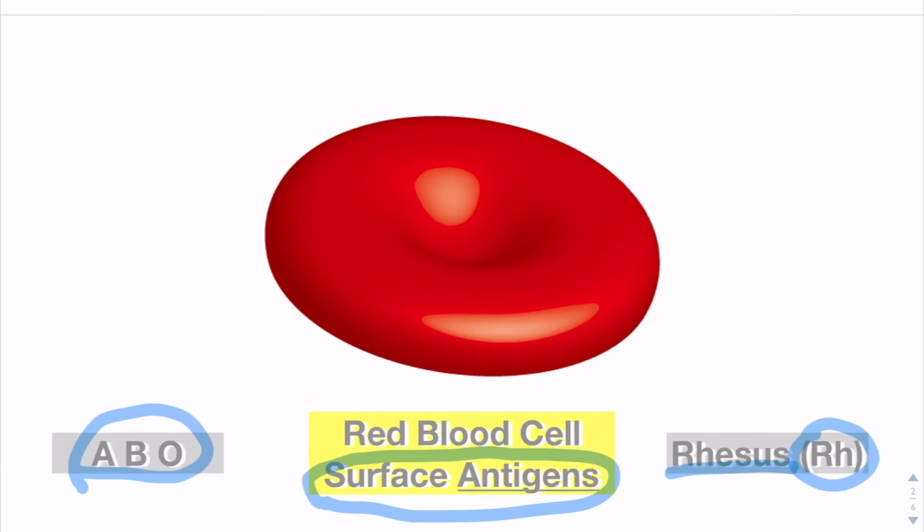But if you're of blood type AB, there will be both the A antigen and B antigen on the surface of the red cell. In other words, if you are of blood type O, you don't have any surface antigen of the ABO blood group system. You don't have any surface antigen like antigen A and antigen B on the surface of your red cells.